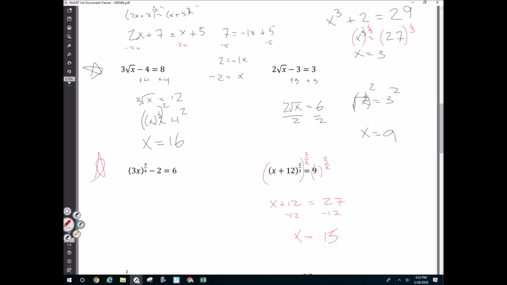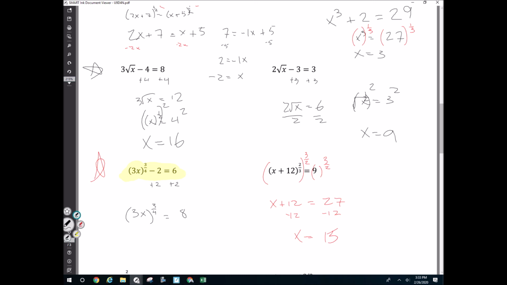This one. Ms. Harvey, what should I do first? You could, but it will make things a little bit more complicated, so I'm not going to. Add 2 is a great call. Now, 3x to the 3/4 equals 8. I could distribute that 3/4, so it's 3 to the 3/4 and x to the 3/4, but that'll make things more complicated. What I really want to do is just get rid of that 3/4.